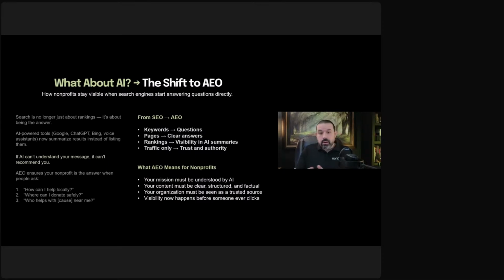So from SEO to AEO, we're moving from keywords to how do we answer and include questions that people are asking on our website. From pages, where we just have pages that we're ranking, now, how do our answers rank? Do we become the authority in that field? Instead of rankings, now we're looking for visibility in the AI summaries. And from traffic only, we're looking now at trust and authority.